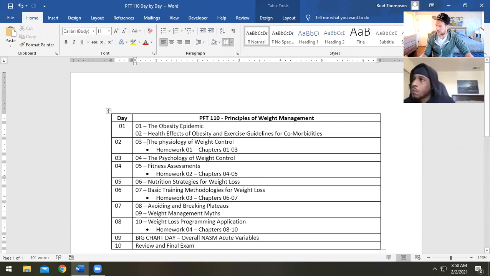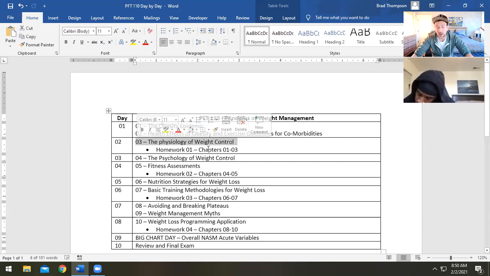Tomorrow, we're going to do the physiology of weight control. So we're going to be looking at what are the principles, when the body loses weight, where does all that body weight go? Spoiler alert, you exhale it and sweat most of it out and actually lose some of it through your pee. But we'll talk a little bit about that tomorrow.